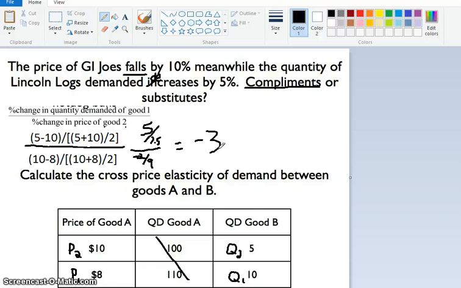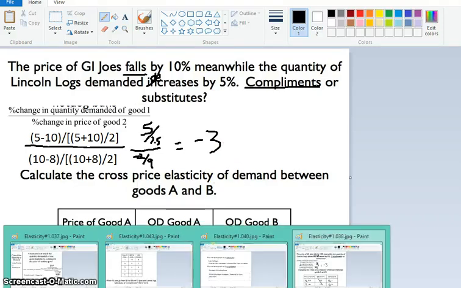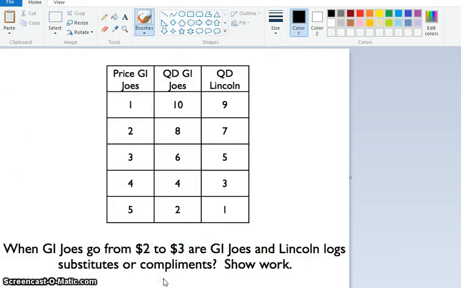So now your job is, you have, I believe, one more here. Okay? So now, G.I. Joes again and Lincoln Logs here in your chart. So show your work. We're looking for when G.I. Joes go from $2 to $3. What is the deal with G.I. Joes? Are they substitutes or are they complements? So go ahead. I'm not going to go through that one with you.